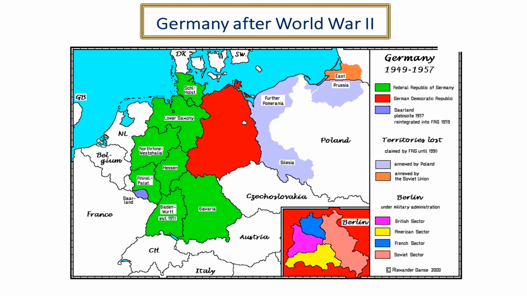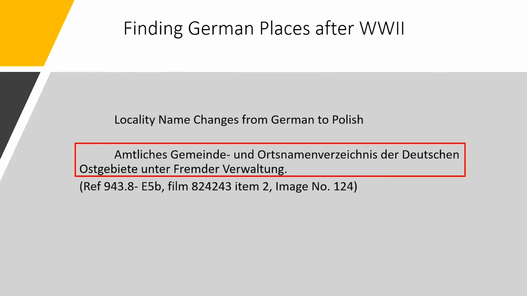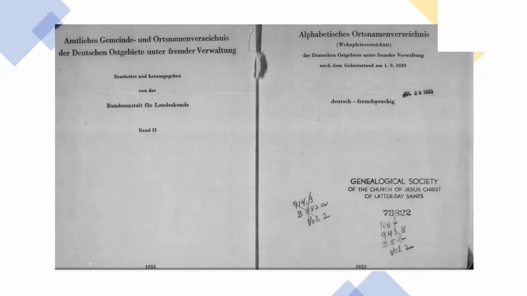After World War II, the light purple colored area went to Poland. The orange area of Ostpreußen on the upper right went to Russia. The gazetteer Amtliches Gemeinde- und Ortsnamenverzeichnis der deutschen Ostgebiete unter fremder Verwaltung is the gazetteer that provides the German to Polish name after World War II. It has been microfilmed and digitized on the Family History Library microfilm number 824243, item number 2. This book begins on the microfilm on image number 124. This part of the book is an alphabetical list of towns that went to Poland after World War II.